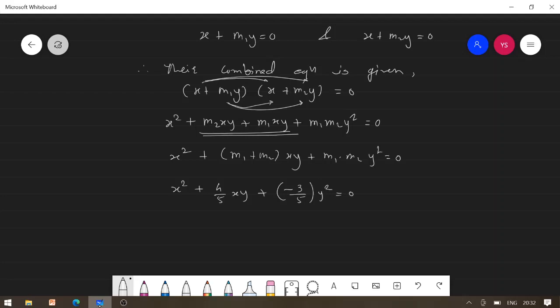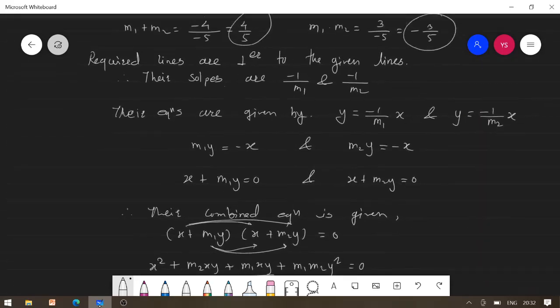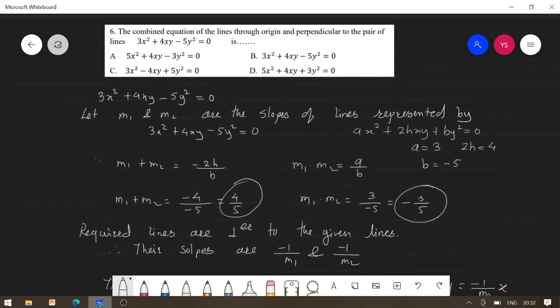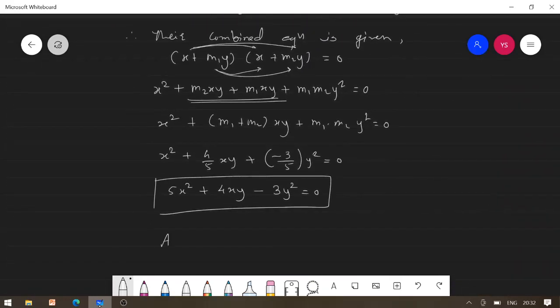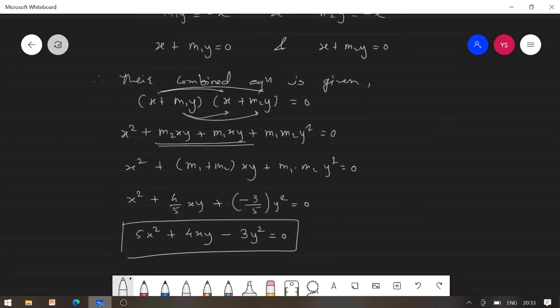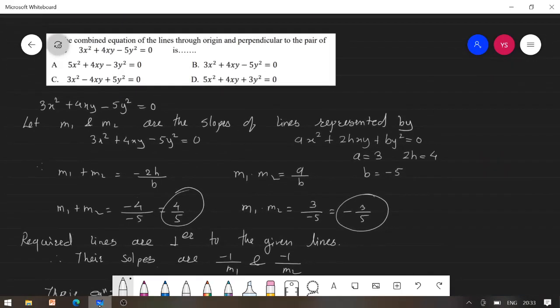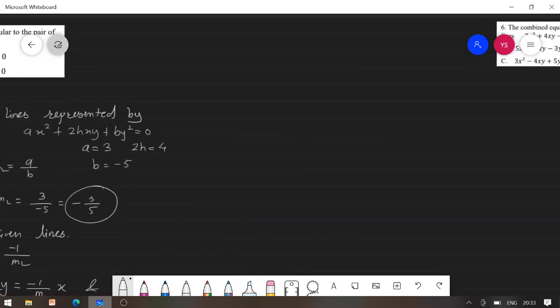Now multiply throughout the equation by 5, we get 5x² + 4xy − 3y² = 0 as the required combined equation of the lines, which is given by the choice code as 5x² + 4xy − 3y² = 0. So we have as in choice code A, 5x² + 4xy − 3y² = 0. Look at the next MCQ we are having. It is of the form.